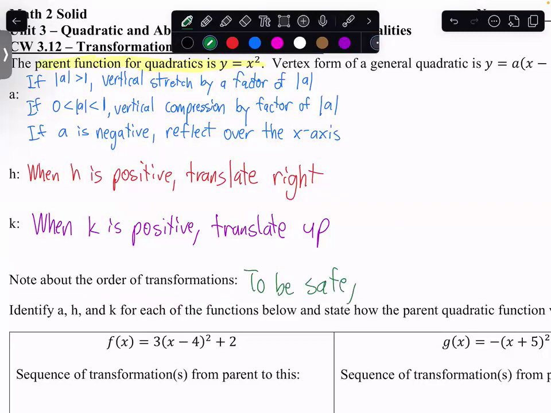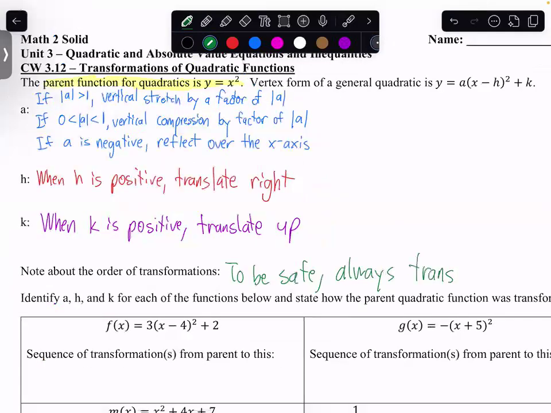We'll say to be safe, always translate last. Okay, so it's kind of complicated and we don't need to get into the reason, but sometimes it's okay to do the translation before your vertical stretch or reflection. Sometimes it's not okay. But to be safe, if you always translate at the end, you'll never get it wrong for that reason. Okay, so yeah, always do translations at the very end.